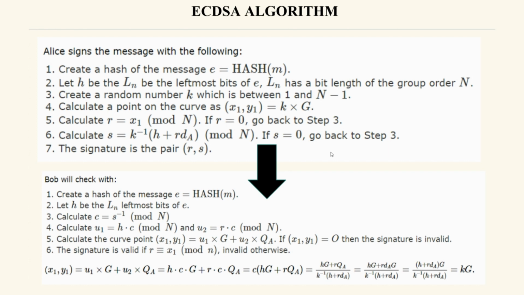First, create a hash of the message, e equal to hash(m). Second, let h be the Ln leftmost bits of e. Third, calculate c equal to s inverse mod n. Fourth, calculate u1 equal to h times c mod n and u2 equal to r times c mod n. Fifth, calculate the curve point (x1, y1) equal to u1 times G plus u2 times QA. If (x1, y1) is equal to 0, then the signature is invalid. The last step is the signature is valid if r is equivalent to x1 mod n, invalid otherwise. We can see the equation given below.